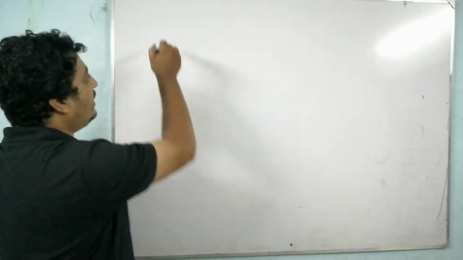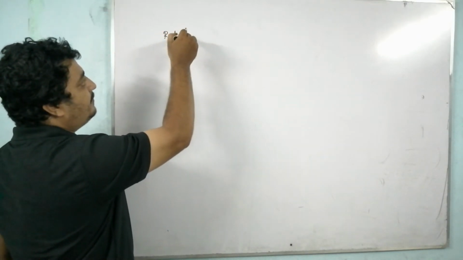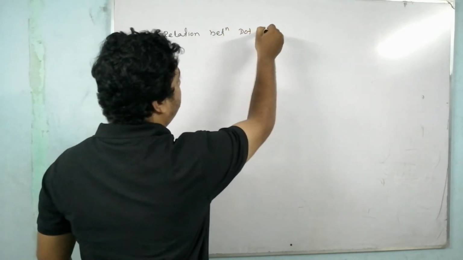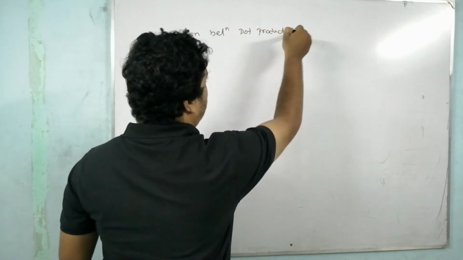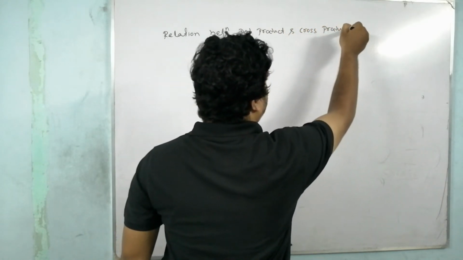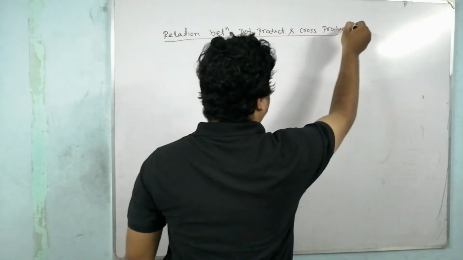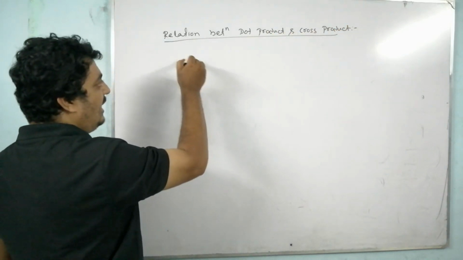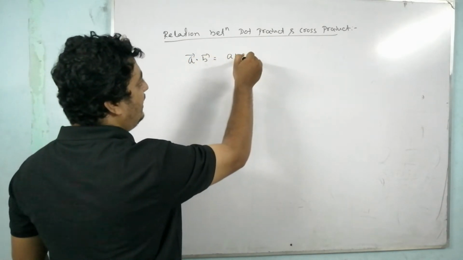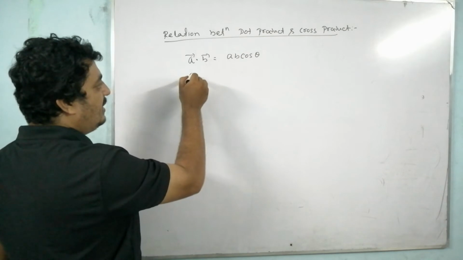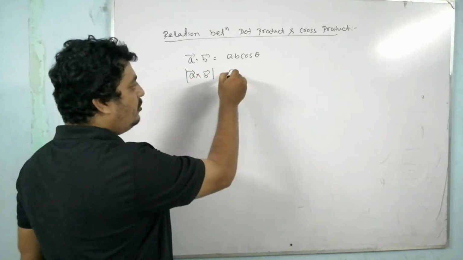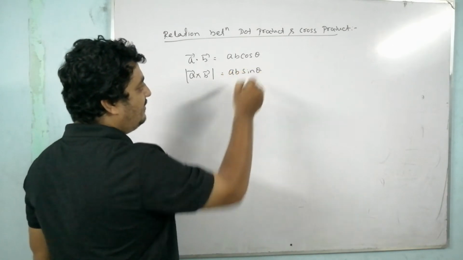Next, we will go for the relation between dot product and cross product. What is the relation between dot product and cross product? Now, A dot B equal to AB cos theta. Magnitude of A cross B is equal to AB sin theta.